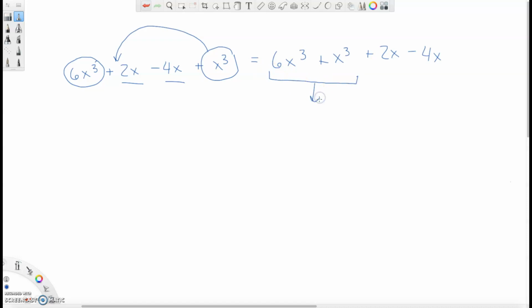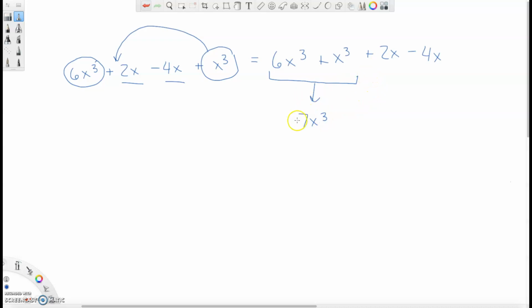6x plus 6x cubed plus x cubed is going to give me 7x cubed. Remember, when you combine like terms, only the coefficient changes. The x cubed, the variable and the exponent do not change. All right, so you get 7x cubed.